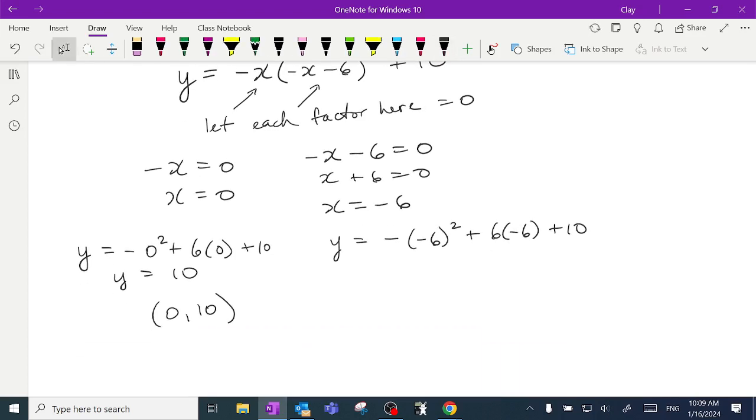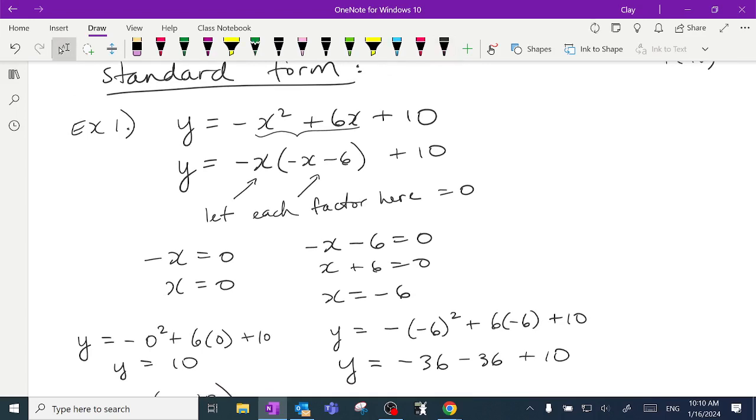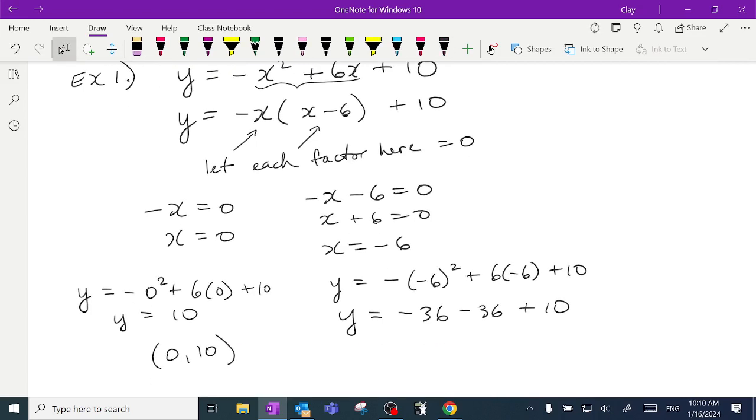I have the negative of negative 6 squared plus 6 times negative 6 plus 10. That's going to be negative 36 minus 36 plus 10. Okay, hang on. I think I might have goofed something up here. Maybe you spotted where I've goofed up. No? Okay. Yes, I did goof up. My bad. When you factor a negative out of itself, it's positive. That's the mistake. Can you fix that?